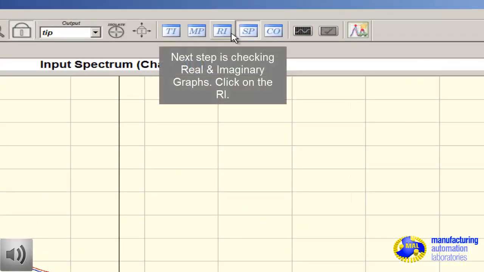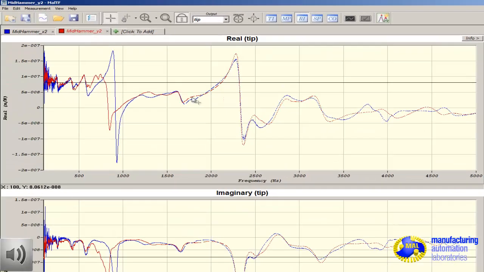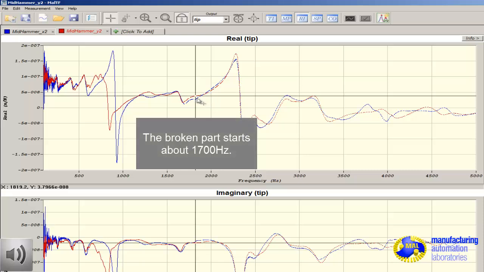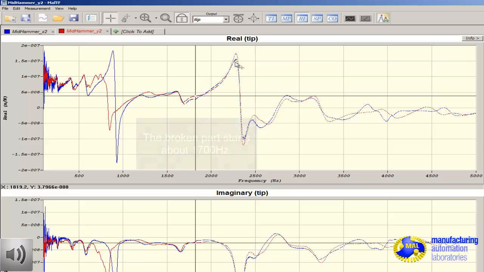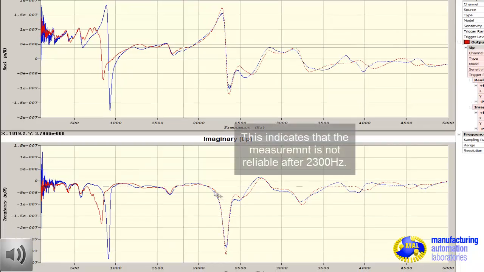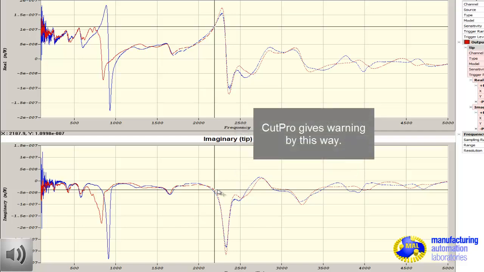So, in fact, the software tells you. If you look at the broken part, it starts at about 1700 Hz. Then it becomes dotted afterwards, which indicates that the measurement is not reliable after about 2200, 2300 Hz. Indeed, the software is warning you about that.